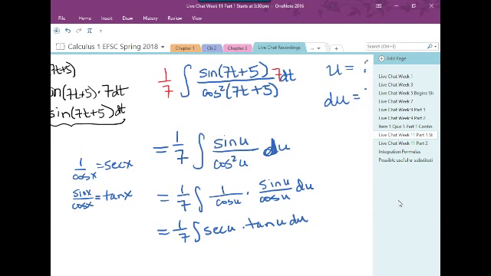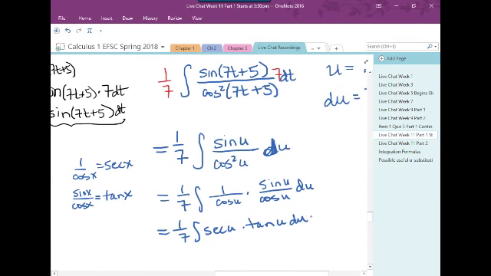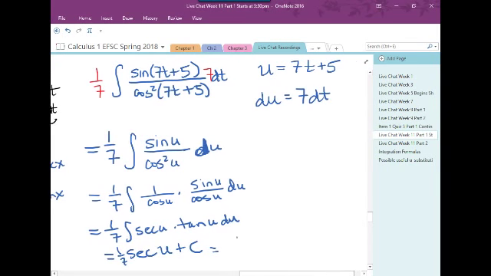Okay, so remember that the integration formula for secant tangent says the integral of secant times tangent is secant, which makes sense because the derivative of secant is secant tangent. So this is just going to be the secant. Well, I have to carry my 1/7 through, so 1/7 the secant of u plus c. Or since u was 7t plus 5, this would be 1/7 the secant of 7t plus 5 plus c.